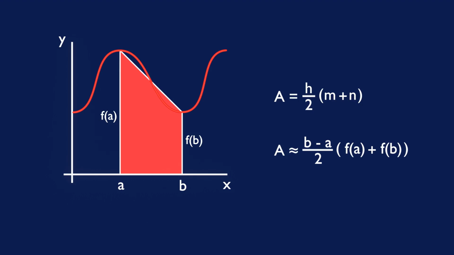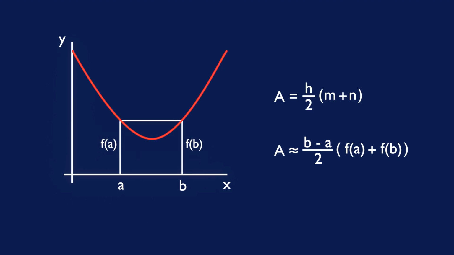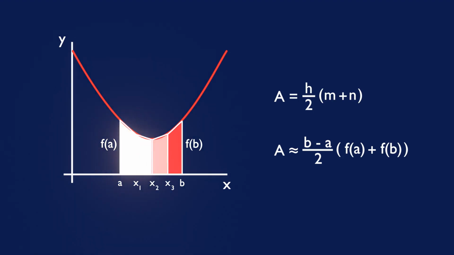The trapezoid is a good representation of the area under the curve in this case, but what if the curve was a parabola? It would then be a really bad representation. But we can fix this by just adding more trapezoids. We will call the points of the parallel lines between A and B x1, x2, and x3. This gives us 4 trapezoids to calculate the area of.